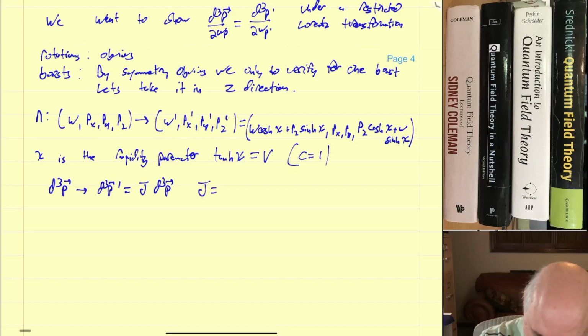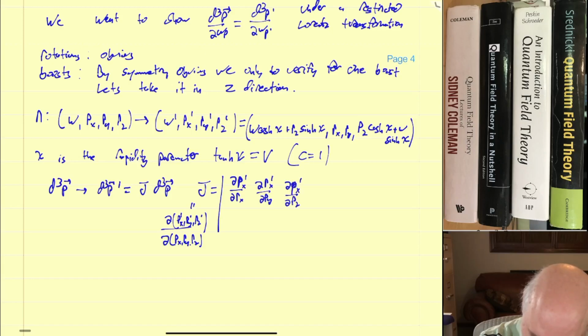And the three-dimensional Jacobian is equal to the usual definition of Jacobian. I should write this in case you've ever seen it. So this tells you to take the partial of px prime with respect to px. The next entry is the partial of px prime with respect to py. Partial of px prime with respect to pz. Then I have the partial of py prime with respect to px. Partial of py prime with respect to py, partial of py prime with respect to pz. Finally, I have the partial of pz prime with respect to px.